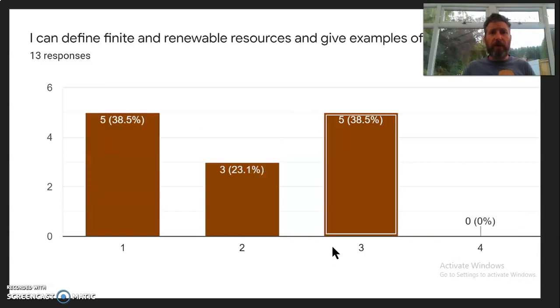Right, finite and renewable resources and examples. I was surprised by how many people weren't very confident on this. I would encourage you to go back through your lesson notes for that. So finite means it's running out.